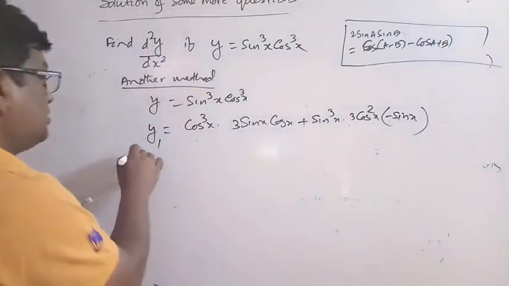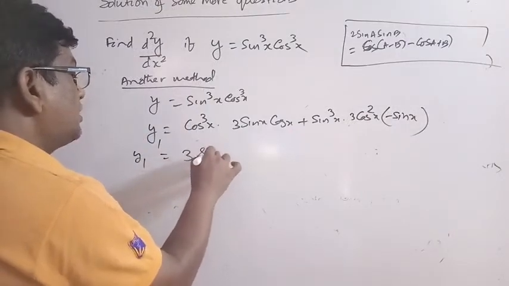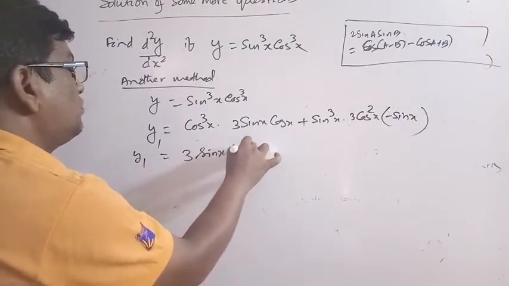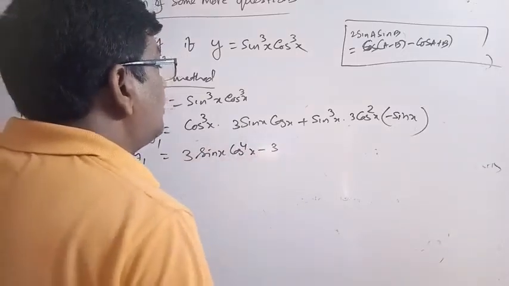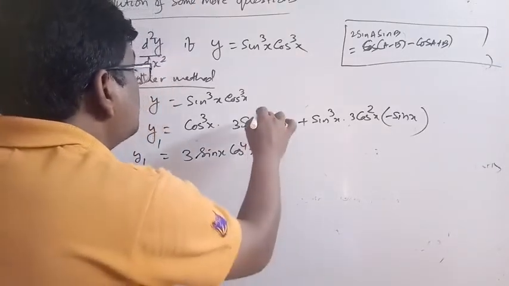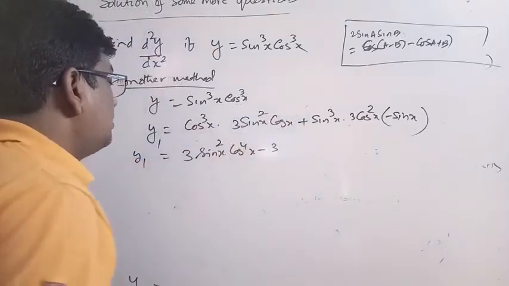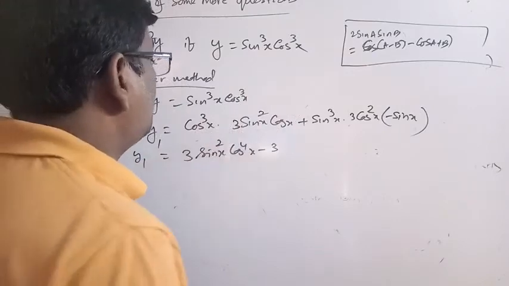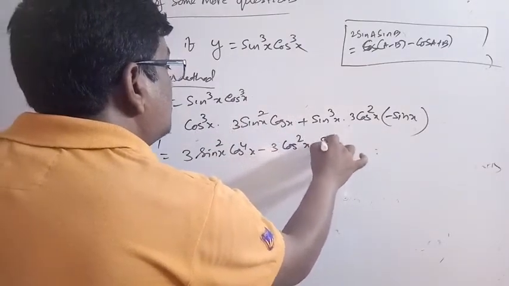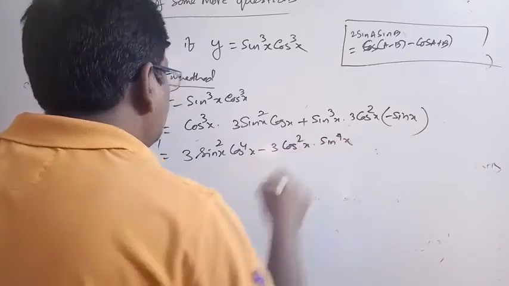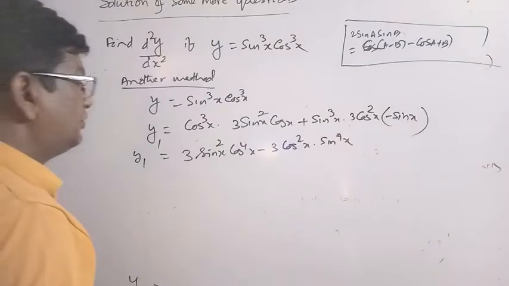So y1 is equal to what? 3 sin x into cos 4x. Here 3. This is what? This is 3 sin square. Sorry, this is 3 sin square x into cos 4x minus 3 cos square x into sin 4x. This is y1. Or we can take 3 common.